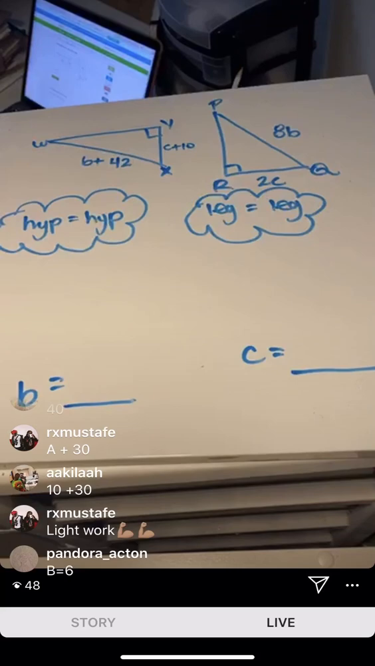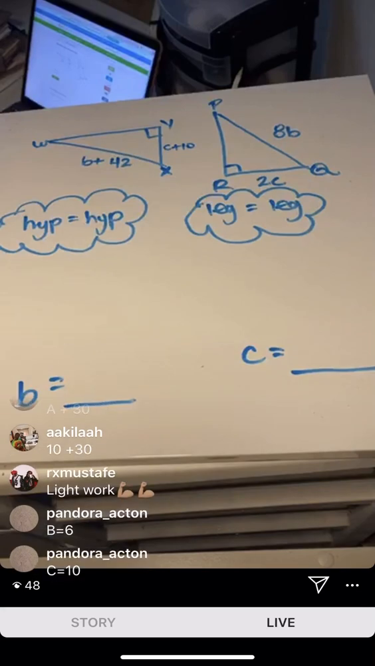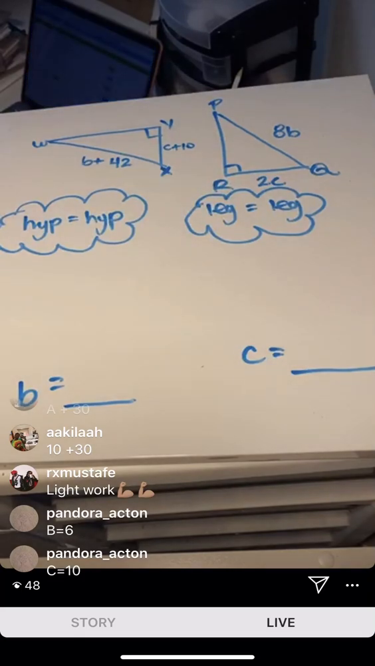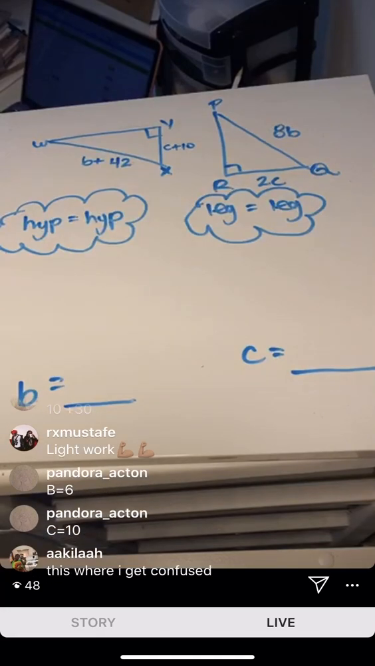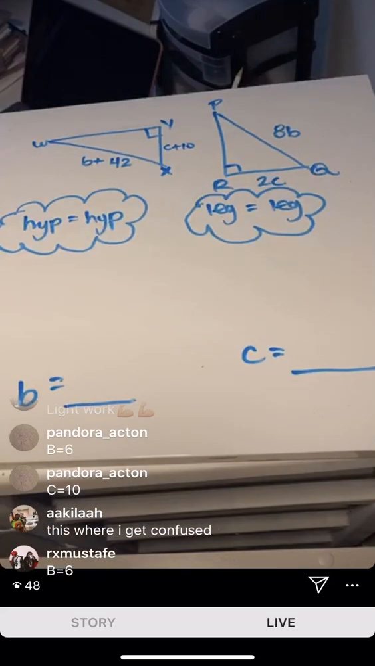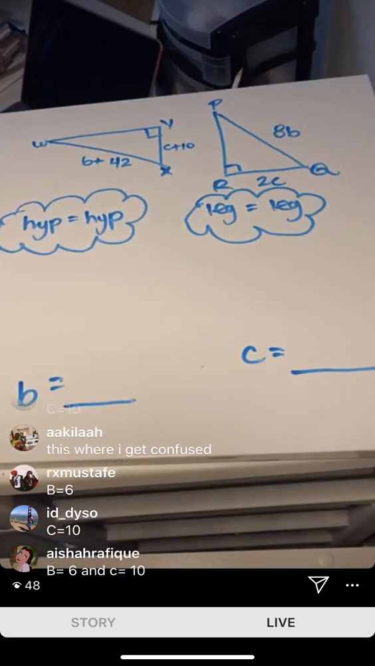Go ahead and try to work it out. I'm getting some answers in already. Type your answers in the comments. They don't have to be what the person above you put. If you got something different, say it. Akila said this is where I got confused. Okay, Akila, we're going to work it out. Set the hypotenuse equal to the hypotenuse and the leg equal to the leg. You identify the hypotenuse by going across from the right angle.